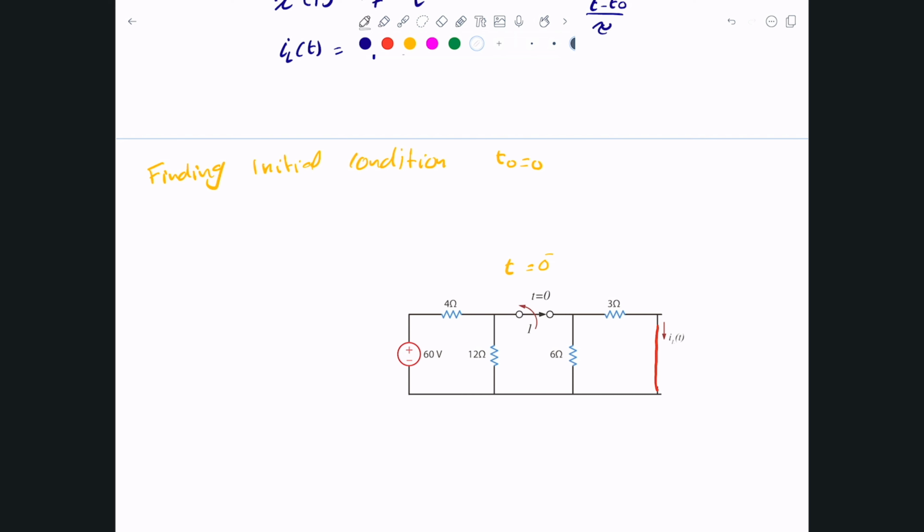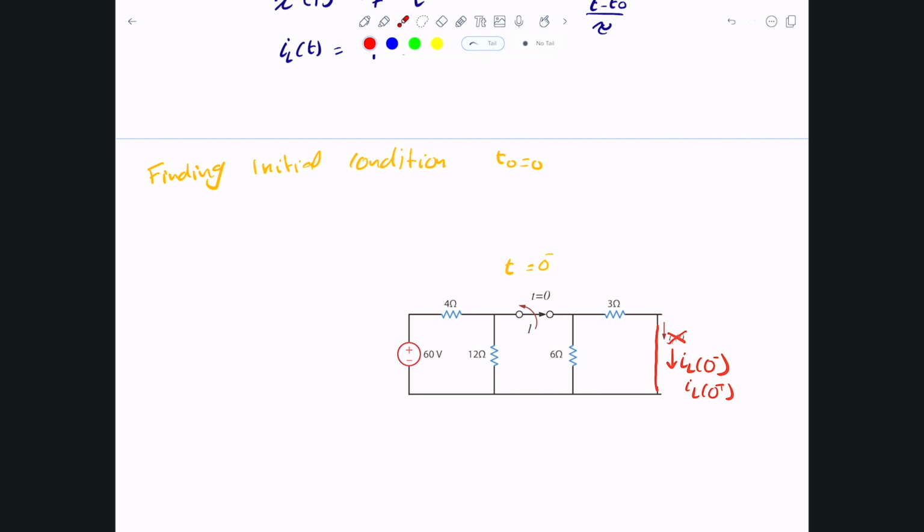So now, again, what we're after is not this IL. This actually will be IL exactly at 0 minus, which is the same as IL exactly at 0 plus after we open the switch, because the current doesn't change. And that's what we're after. We need to analyze this circuit so that we can figure out what this IL of 0 is, or basically what's the current flowing through the 3 ohm resistor in here.